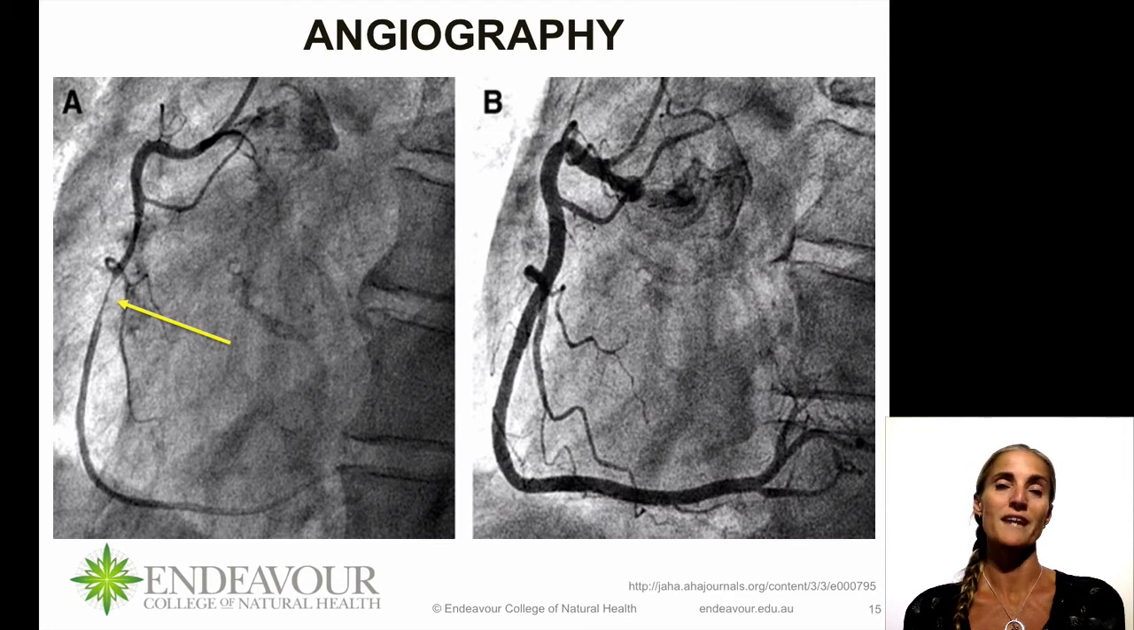Here is an image of an angiography. In that first one on the left, you can see where that yellow arrow is pointing. This is a severe stenosis of the middle right coronary artery. See how skinny that is?